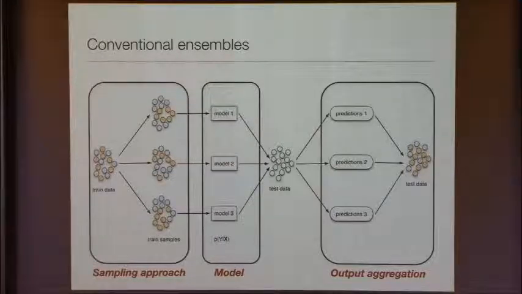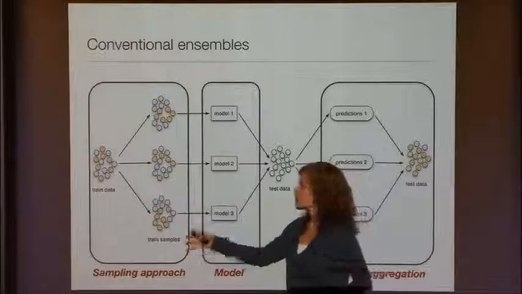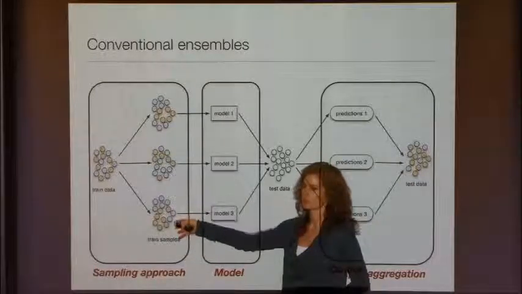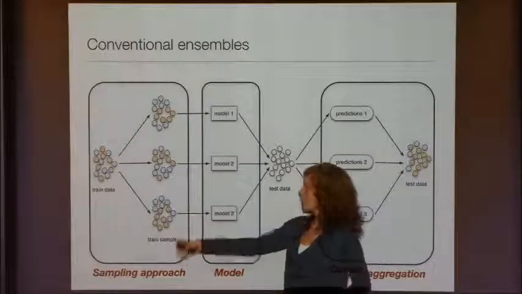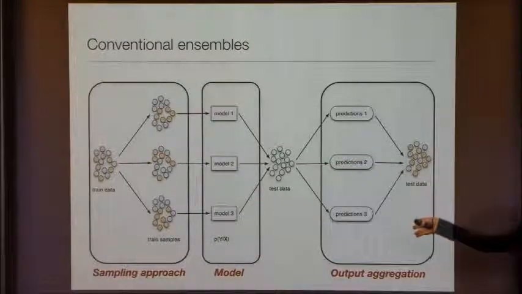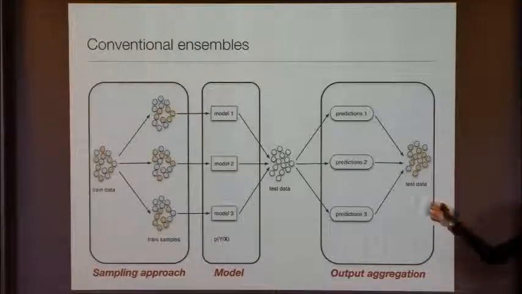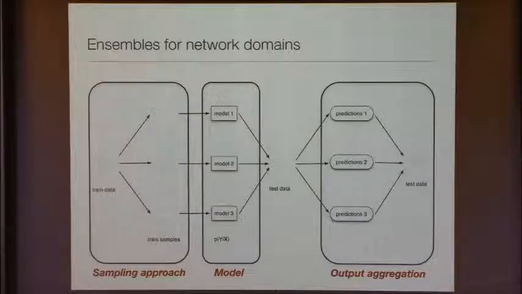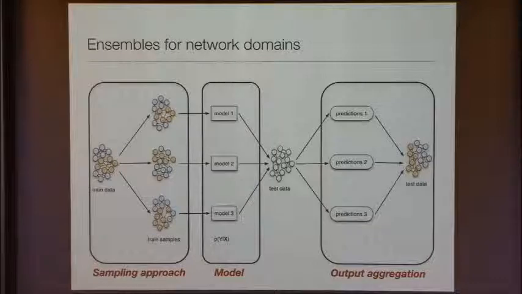The key components of these different methods are how to sample the data differently. So boosting will weight it differently after you make predictions about it. Bagging will sample with replacement, etc. And then how to aggregate the results at the end, whether you weight those results or you do simple averaging. So the question is how to do this for network domains.